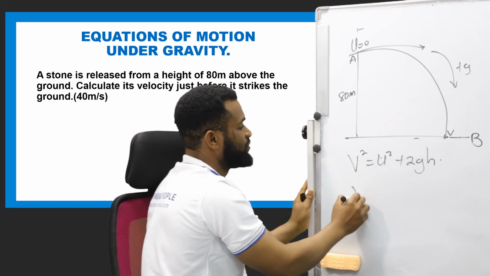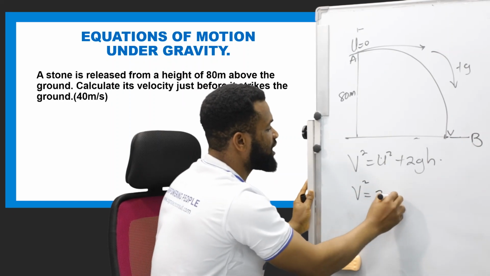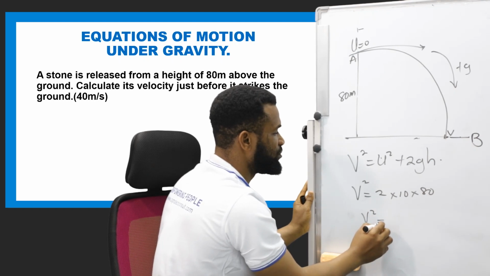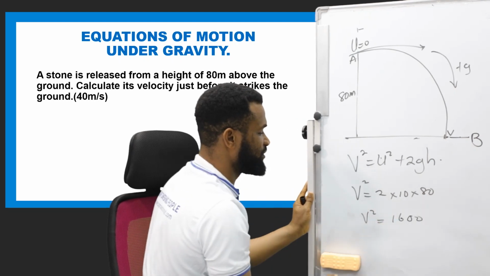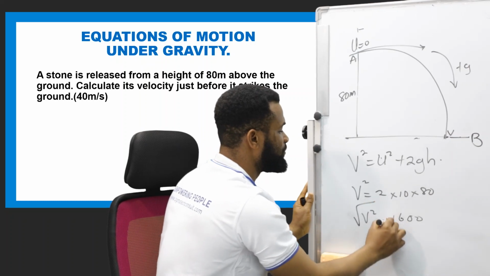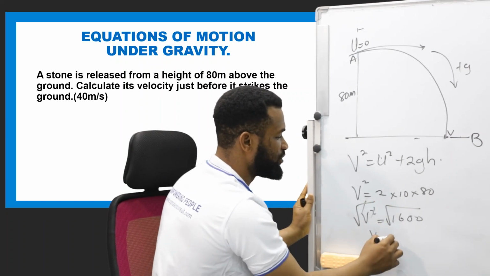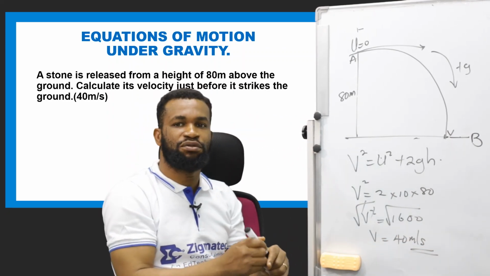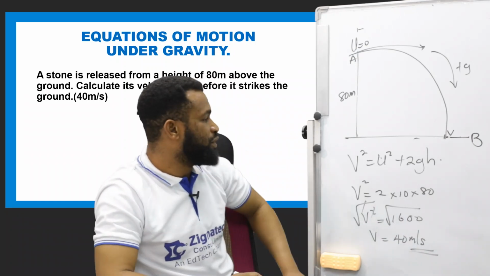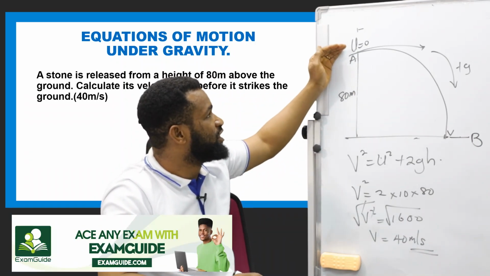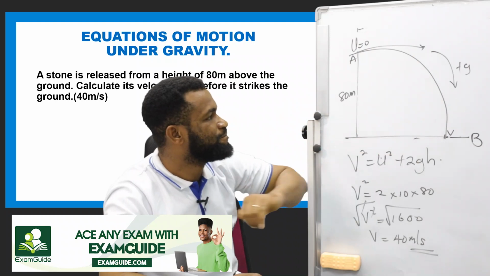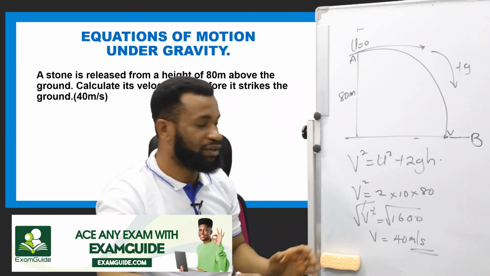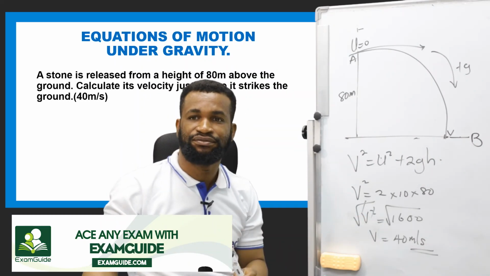U is 0. V squared is equal to 2 times 10 times 80. V squared is going to be equal to 1600. So V is going to be the square root of both sides, and V is going to be 40 meters per second. Anytime they tell you that the body is falling from a height, and you are looking for velocity, this is the perfect formula for it: the velocity with which the body hits the ground.